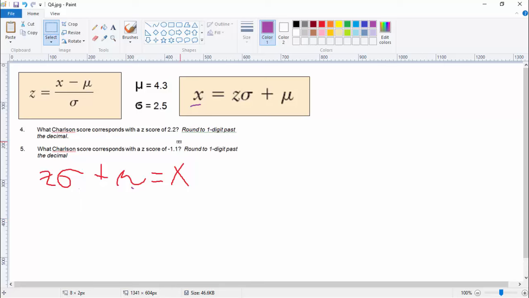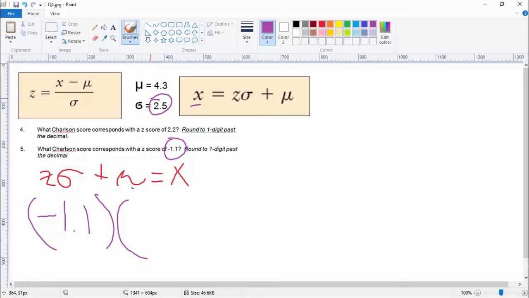Well, we're going to do this one differently here, this 1.1. So now we're going to do negative 1.1. Remember, that's below. And we're going to multiply that by the standard deviation, because that's the z. Remember, we're doing this thing. And I should have memorized this now. Why am I hesitating here? I have no idea. Plus, and then 4.3.